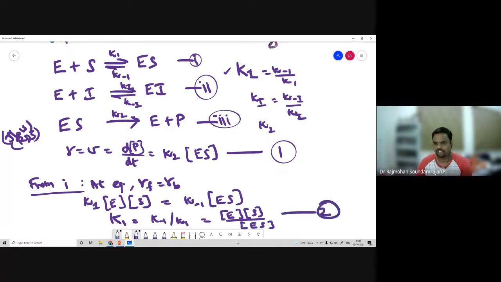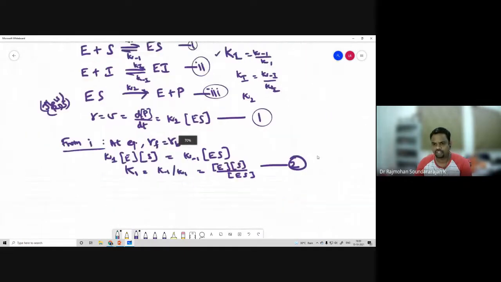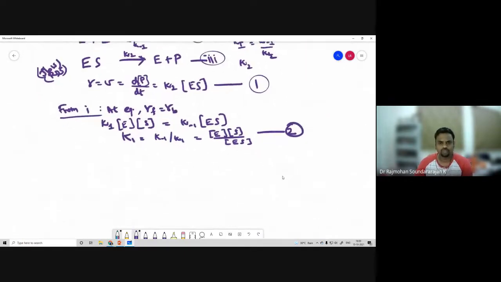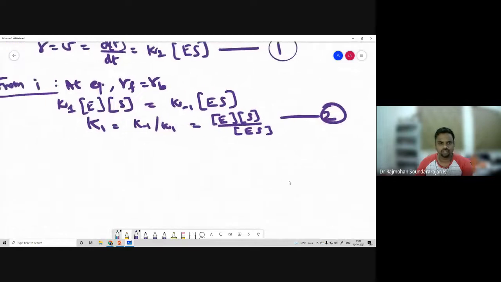Any doubt in this? It is a standard one. By this time we have even written the exams. So now you know how to write the rate equations for the different steps.